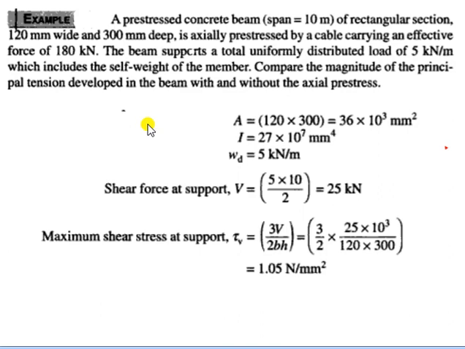and the total load which is acting on the beam is in the form of uniformly distributed load, and this is including dead load and live load. So the total UDL acting on the beam is 5 kN per meter. So in this question, they have asked us to calculate the magnitude of principal tension developed in the beam with and without axial prestress. So what is the principal tension developed in the beam when no prestressing is done and when the prestressing is done?